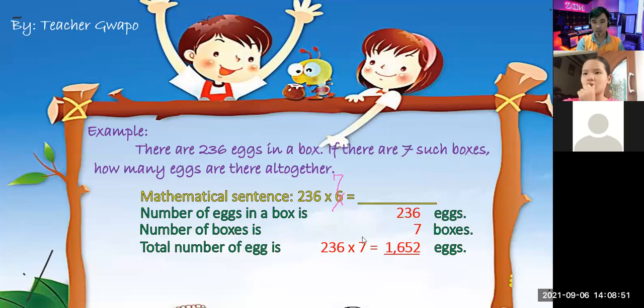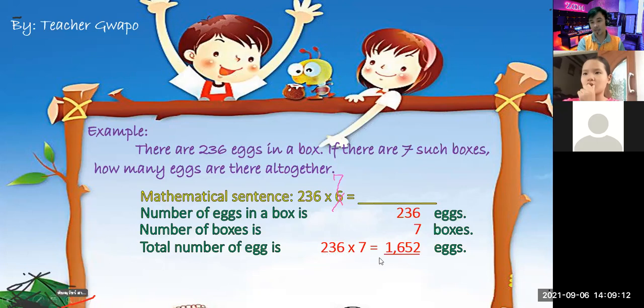1,657. Where did we get this one, the 236? This is the number of eggs in a box. Okay, one box. When you say a box, that means one box. And here, how many boxes? 7. So we write here, number of boxes is 7. So we have here 7.